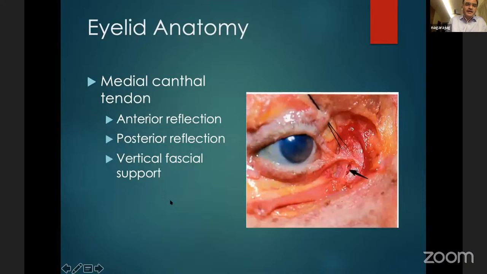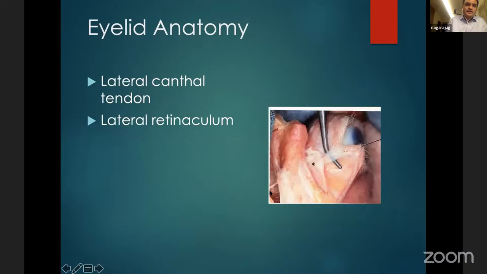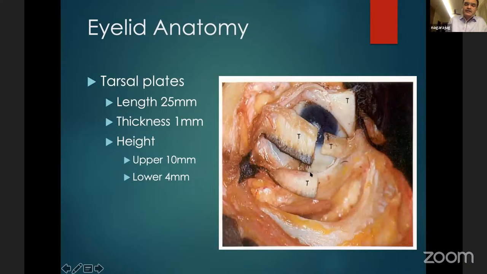And see, this is the medial canthal tendon. You can see it has two reflections and a vertical facial support. The lateral canthal tendon also, you can see very well. So this will give horizontal stability to the lid.